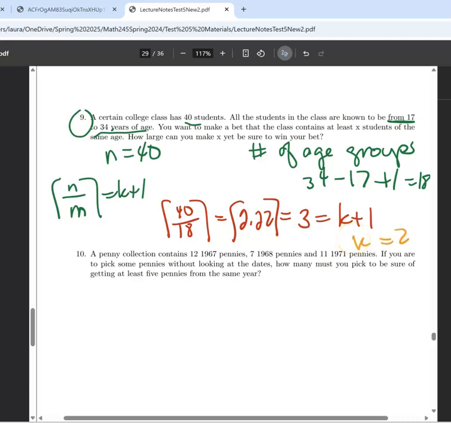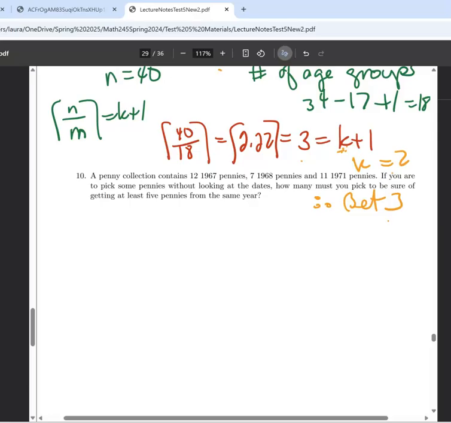So how many do I need to pick so that I win it? I want to make sure I get bigger than 2. So therefore, I want to pick 3 of them, right? I don't want to have just equal to 2. I want more than 2. Let's look at this next one.